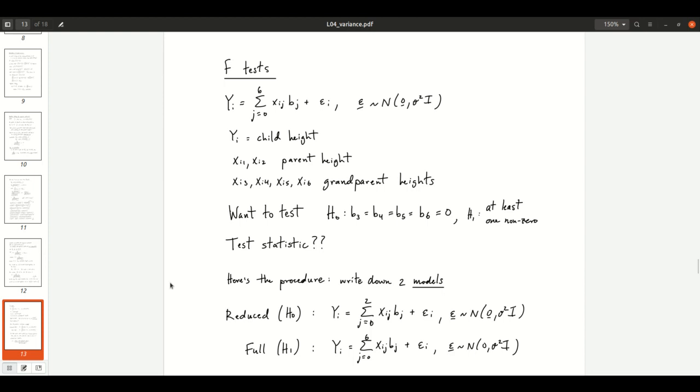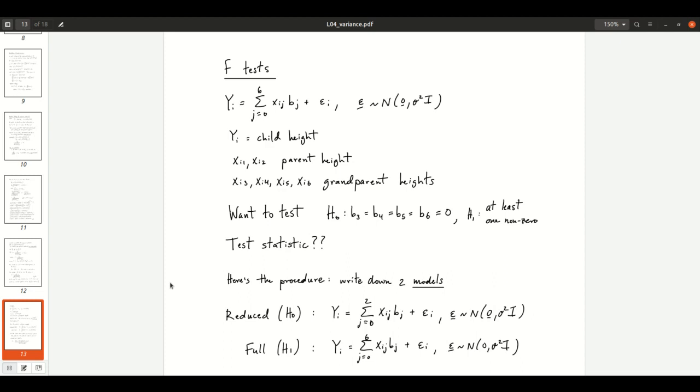So let's go back to our parent, grandparent, grandchild height example. So here yi is the ith child's height, and our covariates are, the first two are that child's parents' heights, and the next four covariates are the grandparent heights. And we want to know, so you probably heard folklore that certain traits skip a generation, meaning that knowing something about the grandparent tells you something about the grandchild that's not contained in the information about the parent. So maybe we want to test that sort of folklore.